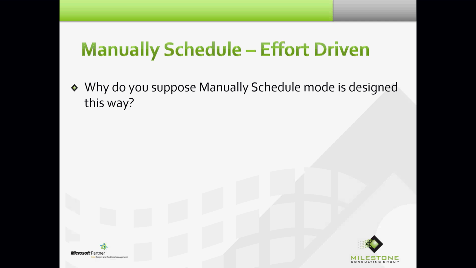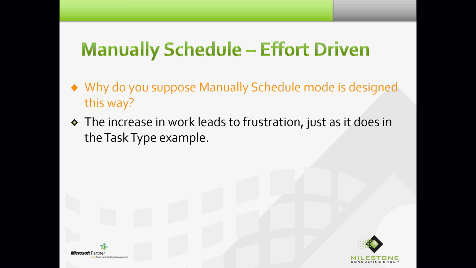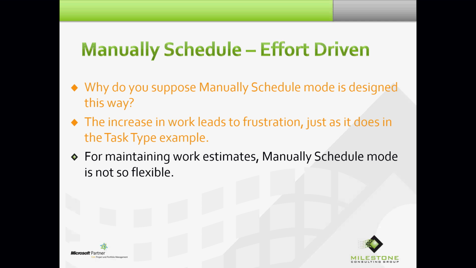So if you don't remember anything else from our time together today, what I want you to always remember is, when you flip the switch from auto-scheduled mode to manually scheduled mode, you have now bought into fixed duration scheduling, which also applies during execution when you're tracking. Okay? The increase in work in the effort-driven situation leads to frustration, just as it does in the task type example. For maintaining work estimates, manually scheduled mode is not so flexible.